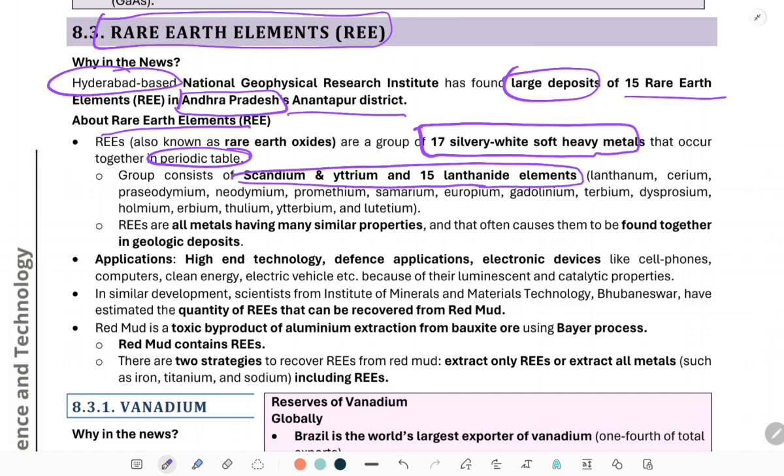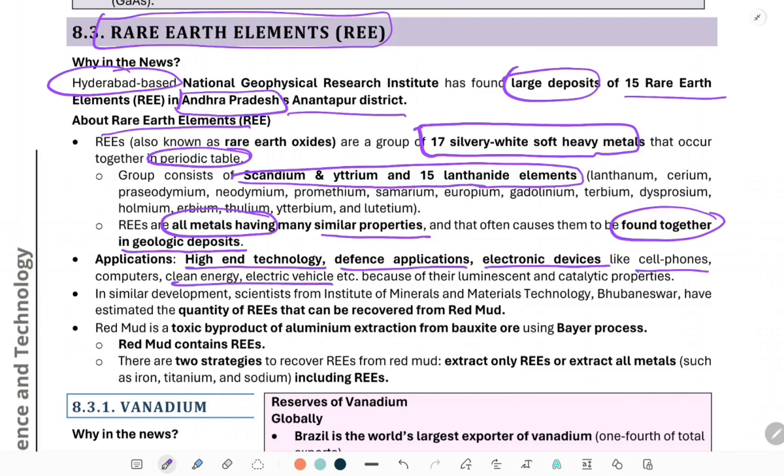Rare earth elements are all metals having many similar properties, and that often causes them to be found together in geologic deposits. We'll see their applications: high-end technology, defense applications, and electronic devices like cell phones, computers, clean energy, and electric vehicles.